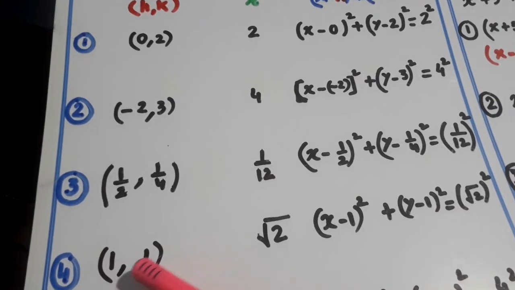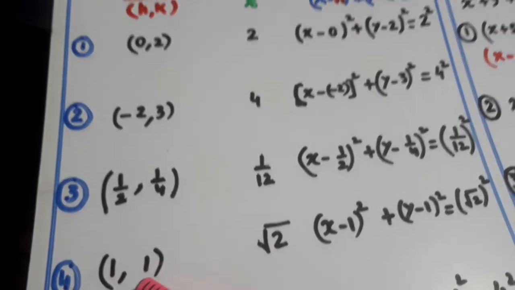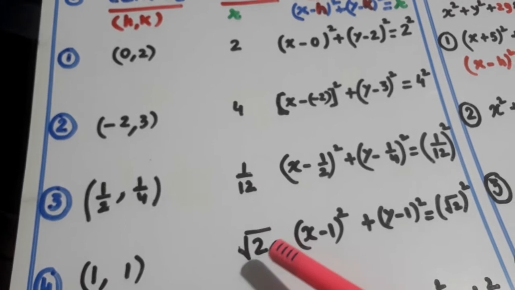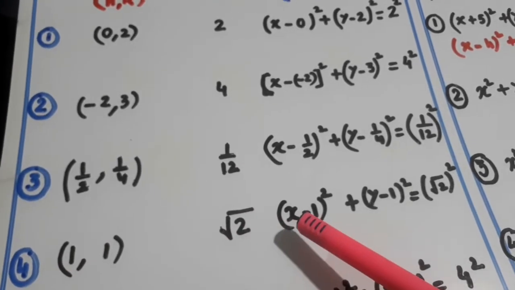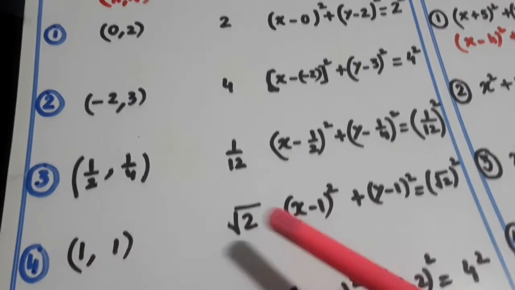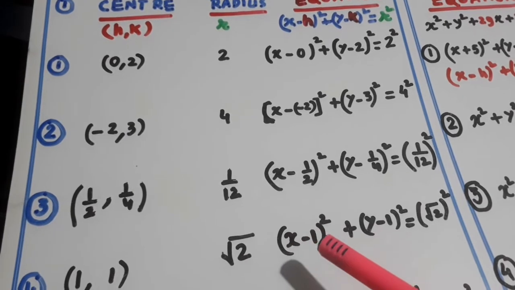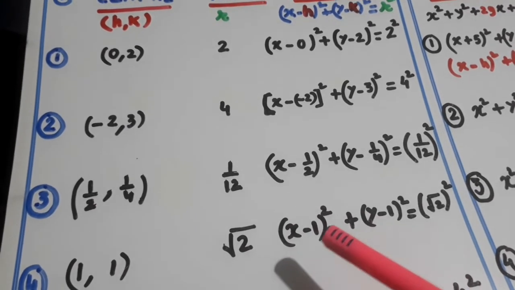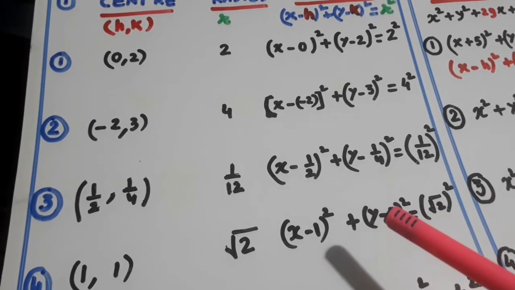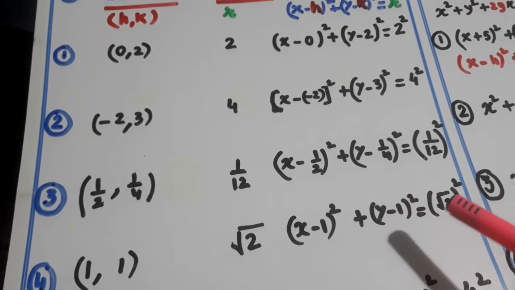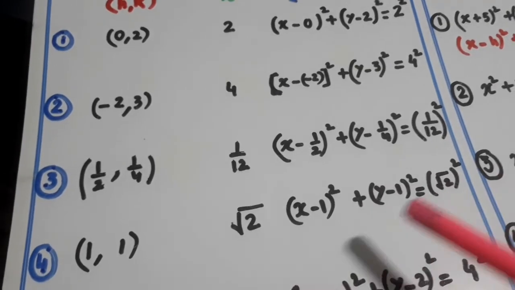Center is (1, 1) and radius is root 2. So h is 1, k is 1, (x minus 1) square plus (y minus 1) square is equal to (root 2) square. Question is done.